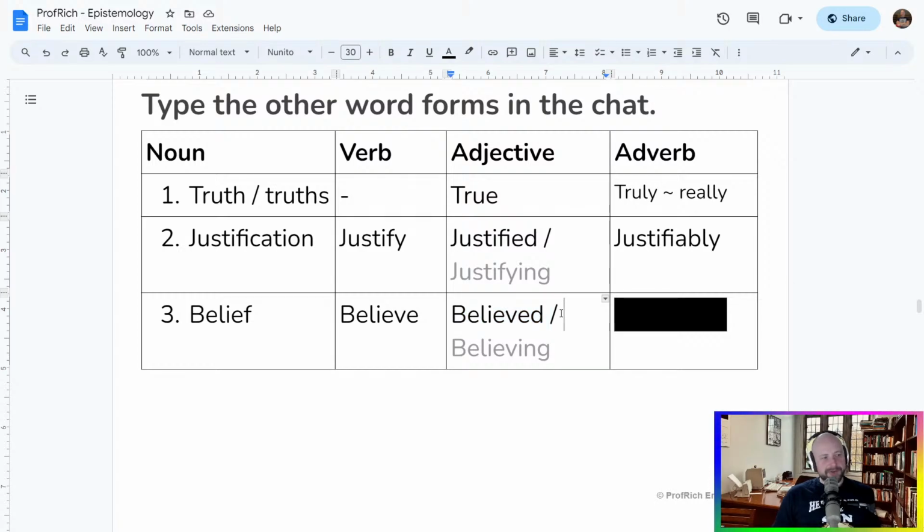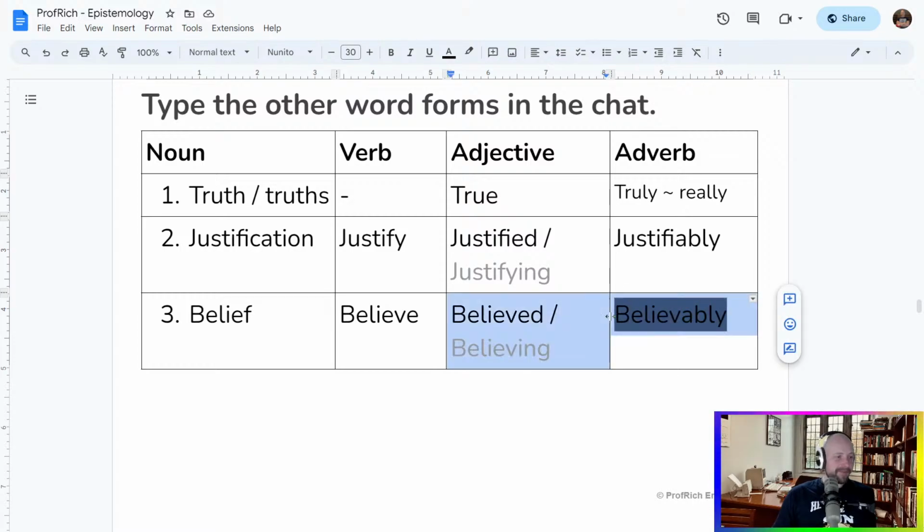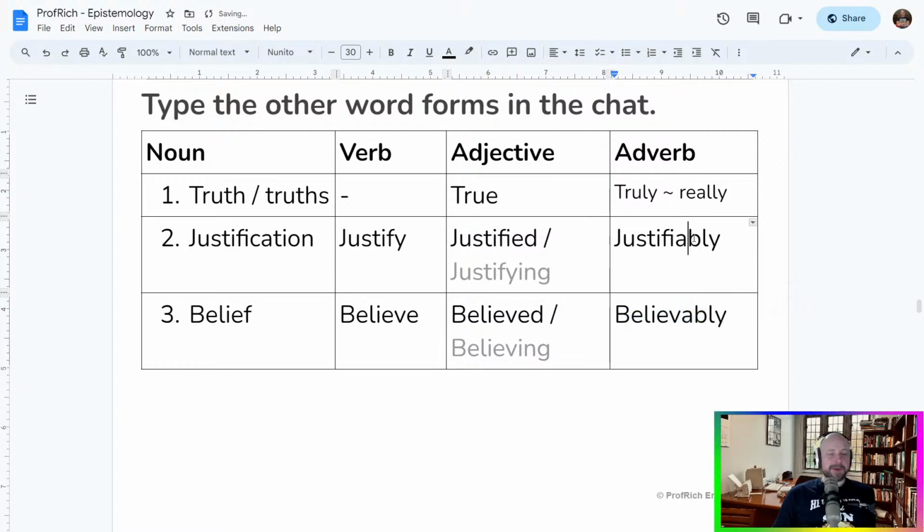And then believed, which we can use for a proposition or a truth or a belief. This belief is believed. We can also use it for a person to say that we believe what they are saying. They are believed because people believe them. And we've got believably, which means you do something in a way that people can believe it.